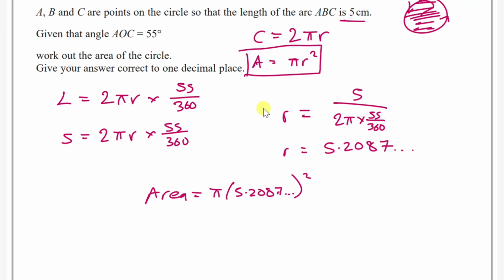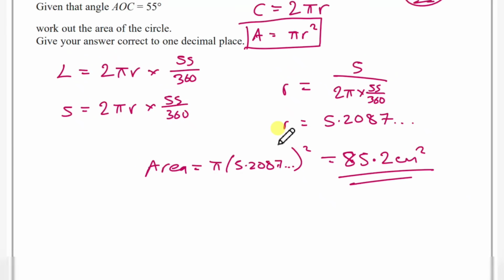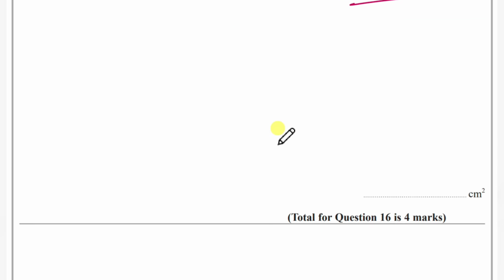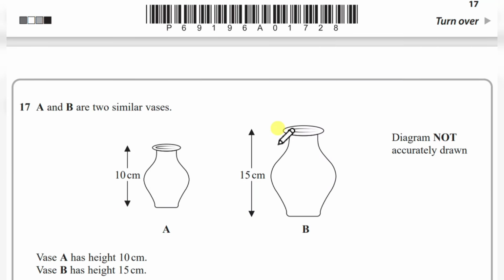So put that again in your calculator. And when you do that, you should get an answer of, to one decimal place, 85.2 centimeters squared. Yeah, I think this hopefully is the right answer. See if you guys got the same thing, yeah? Cool, and that's it. That's that question done. So let's keep going. Yeah, we're doing really well, guys.